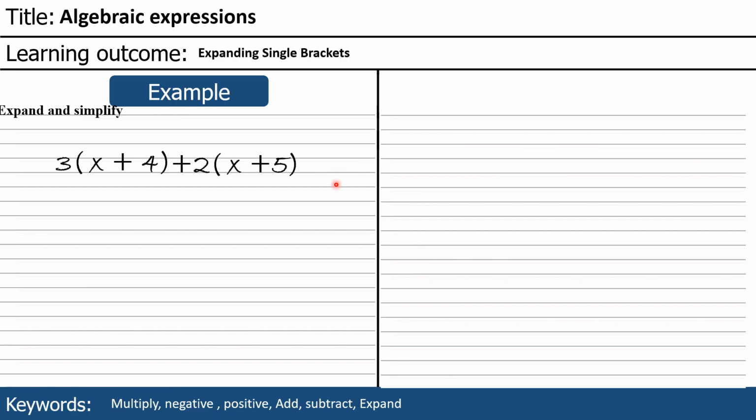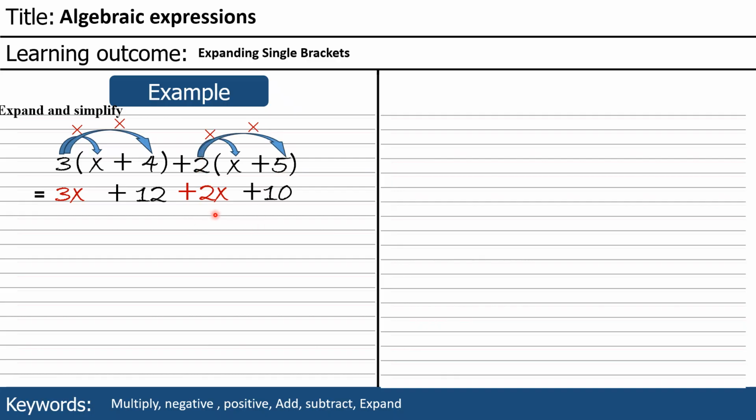So let's start. Remember to multiply throughout your bracket with your multiplier. Your multiplier is 3 in this case. Therefore, 3 multiplied by x is 3x, and 3 multiplied by 4 is 12. Again, we'll multiply throughout this bracket with our multiplier of 2. 2 multiplied by x is 2x, and then 2 multiplied by 5 is 10.